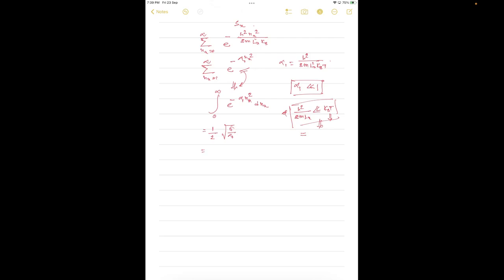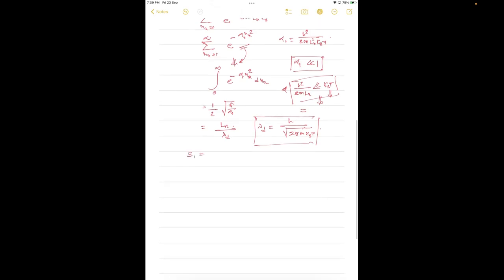So if you just do this, you will get Lx divided by, let's call it lambda d, where lambda d is h over root over 2 pi m kBT. So S1 will be just Lx divided by lambda d. Here lambda d we call the thermal de Broglie wavelength. This will be needed to solve other questions. Thermal de Broglie wavelength has the expression h over root over 2 pi m kBT. So lambda d is proportional to 1 upon root over temperature. Lambda d is also proportional to 1 upon root over m.